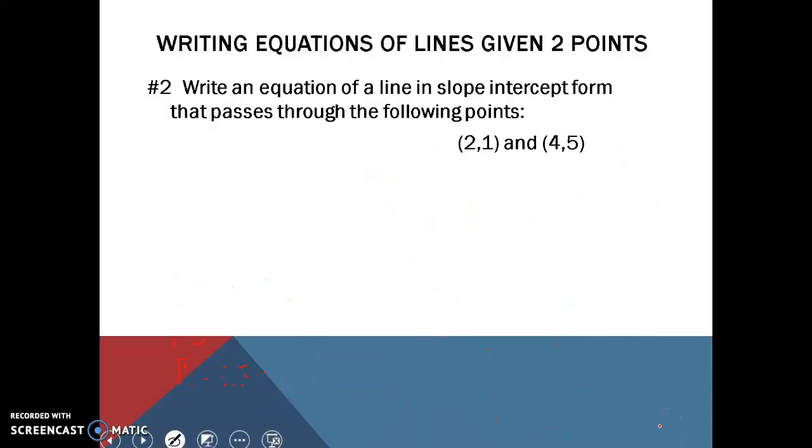All right, so let's move on to another example of this. This one's actually a little easier because they give us the points. It says write an equation of a line in slope-intercept form that passes through these 2 points. And so this is what your homework is going to look like. We want to find the slope first that goes through those 2 points. And so we're going to take y2 minus y1, that's 5 minus 1, over x2 minus x1, which is 4 minus 2. Well, 5 minus 1 is 4, 4 minus 2 is 2, and 4 divided by 2 gives us a slope of 2. That's our slope.